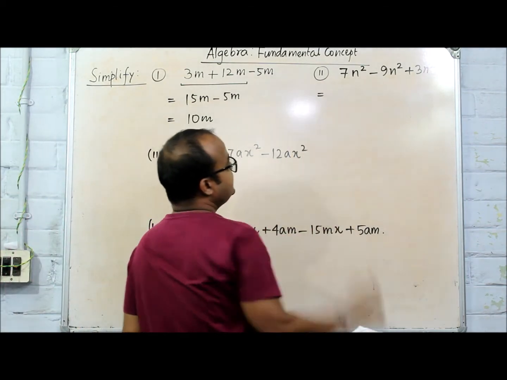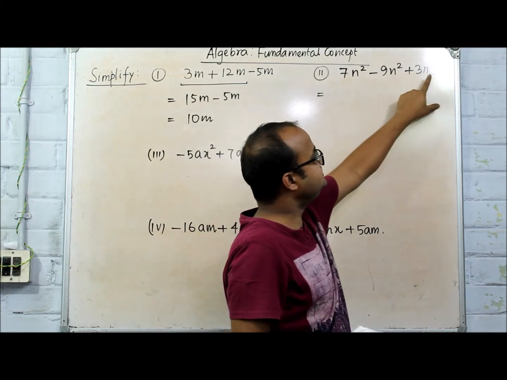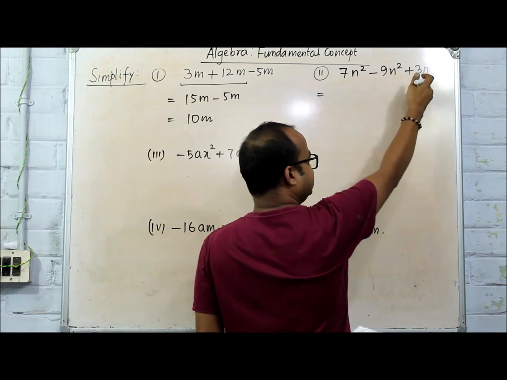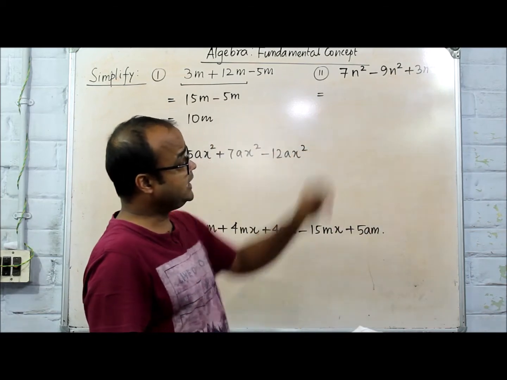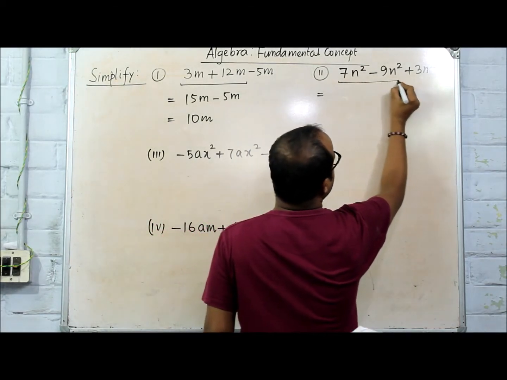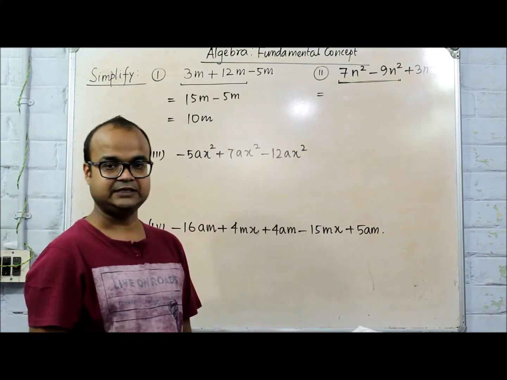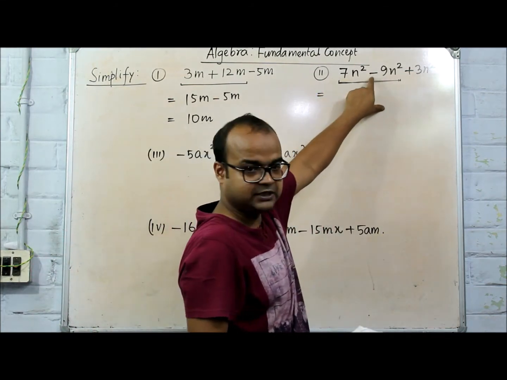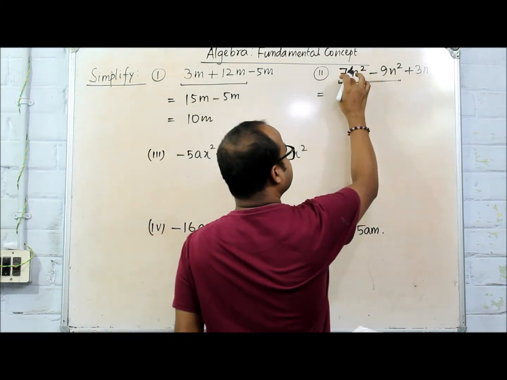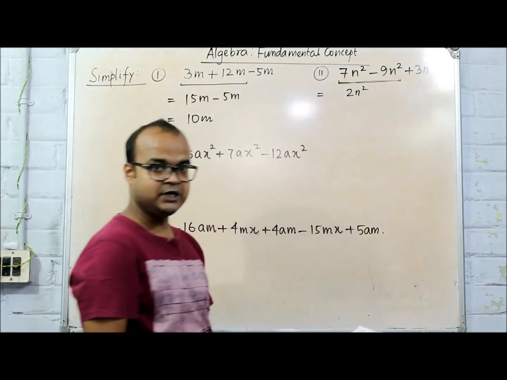This problem, 7n square minus 9n square plus 3n square. So either you can simplify these two and then add with 3n square. So 7n square minus 9n square, opposite sign, plus minus. So opposite sign we need to subtract. So 9 minus 7 is 2n square. 9 is bigger in magnitude.